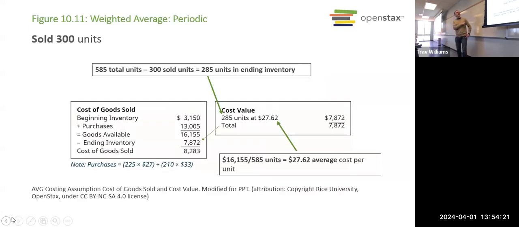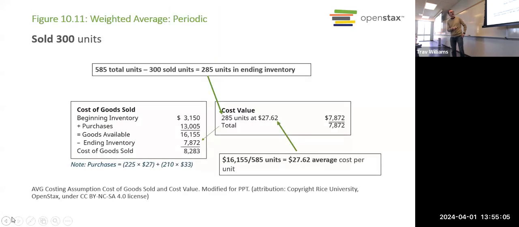Okay, then we have the weighted average method. Again, we sold 300 units. But now what we're going to have to do is figure out the total cost of all of our units, divide it by the total number of units, and that'll give us an average cost. So let's see. There were 585 units. We sold 300. 285 are in ending inventory. But let's see, where did we get this average cost from? Oh, they didn't show it here. That's weird.